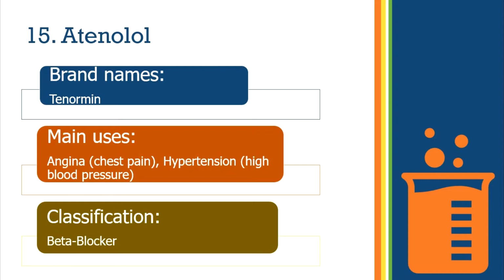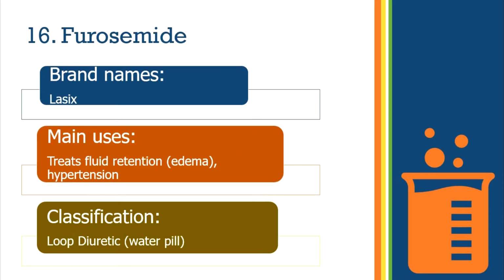Atenolol, also known as Tenormin. It is used to treat chest pain and high blood pressure, and it is a beta blocker. Furosemide, brand name is Lasix. It is used to treat fluid retention and high blood pressure. Classification is loop diuretic. Remember, diuretic means it is a water pill.